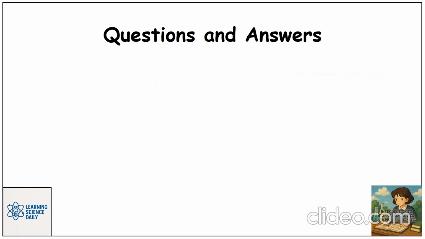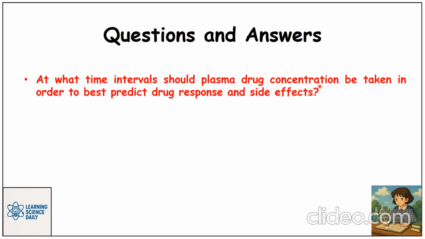Now is the time for questions and answers. Question 1. At what time intervals should plasma drug concentration be taken in order to best predict drug response and side effects? And the answer is plasma drug concentrations should be measured at time intervals that capture Cmax, Tmax, and the elimination phase to best predict drug response and side effects.